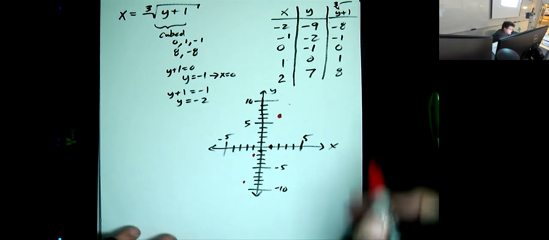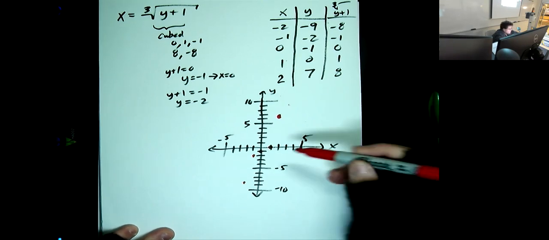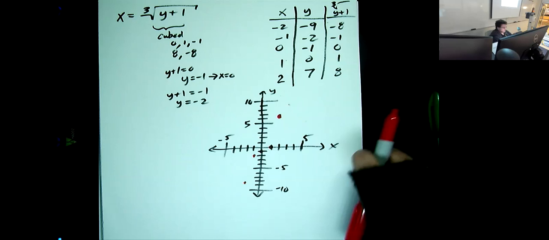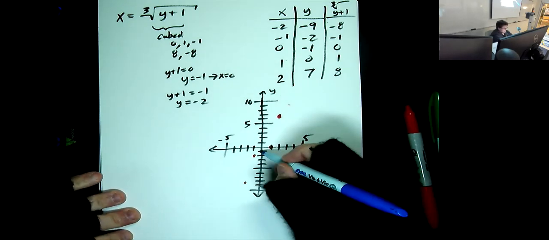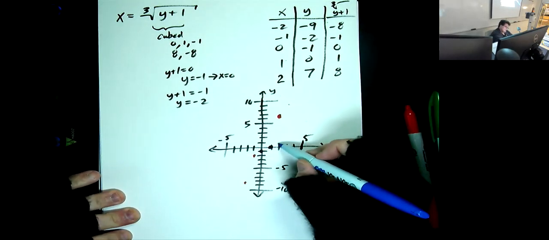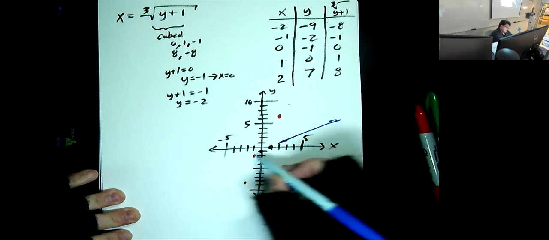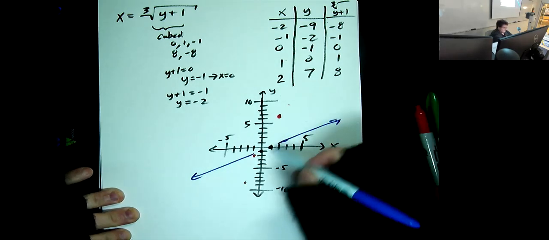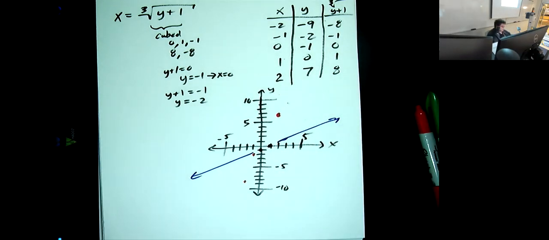So it looks a little weird. Like if I just went with my intercepts, which are these 2 points right here, I would think it was a line going like that. But it's not. I got points up here and down here.